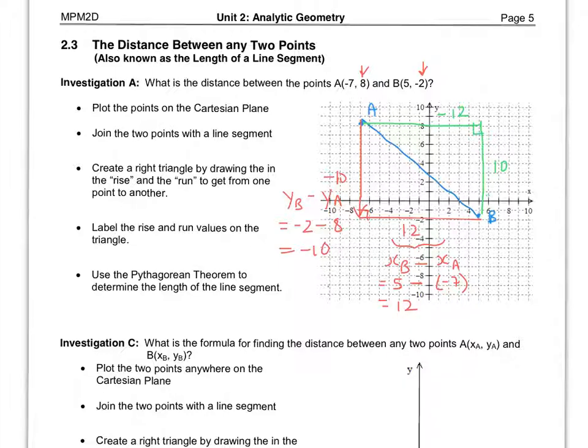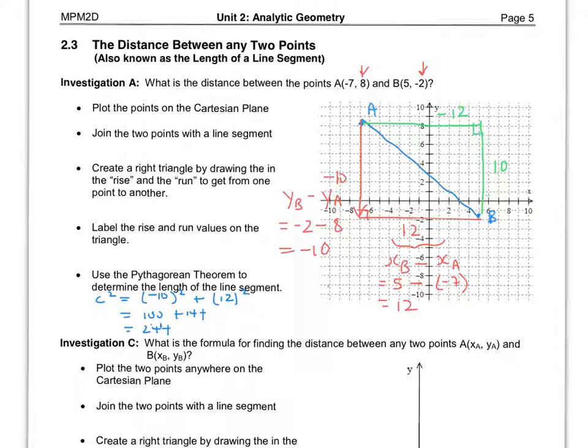So again, we can use Pythagorean theorem to find the length of our line segment. We know that c squared, my hypotenuse squared, would equal -10 squared, or we can just use 10 because it's just a distance. When I square it, that negative is going to become positive anyway, plus 12 squared. So that would give me 100 plus 144, and that's an answer of 244. So that's the length squared.